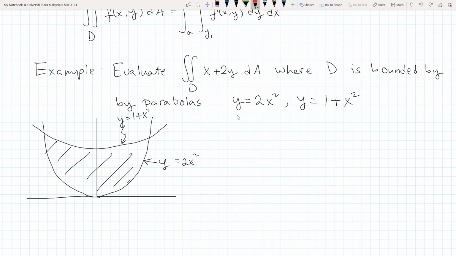Okay, now sekarang kita tahu yang Y is bounded by 1 plus X squared, and then 2X squared. Okay, macam mana nak cari X boundary? Left and right. Nilai A dengan B. A sama dengan berapa? B sama dengan berapa? Okay, macam mana nak buat?